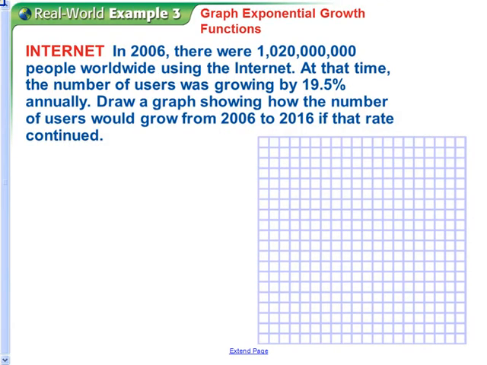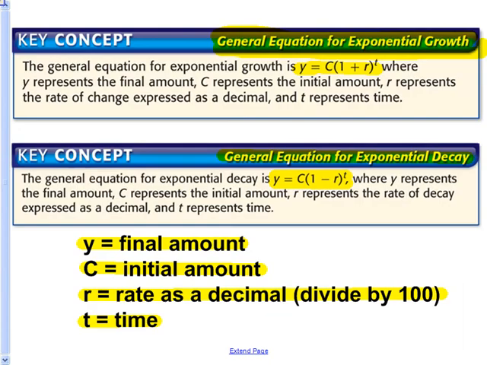Okay, let's move on to a real world problem. So we've got a bunch of people in the world in 2006 using the internet. So it's growing by 19.5% annually. Draw a graph showing how the number of users could grow from 2006 to 2016 if that rate were to continue. Well, we need to go back to our slide back here that tells us our equation.